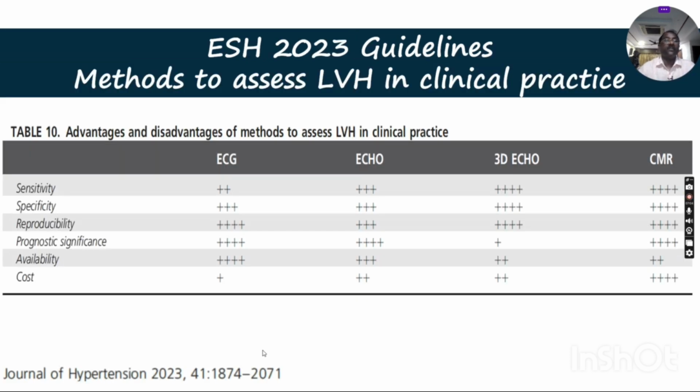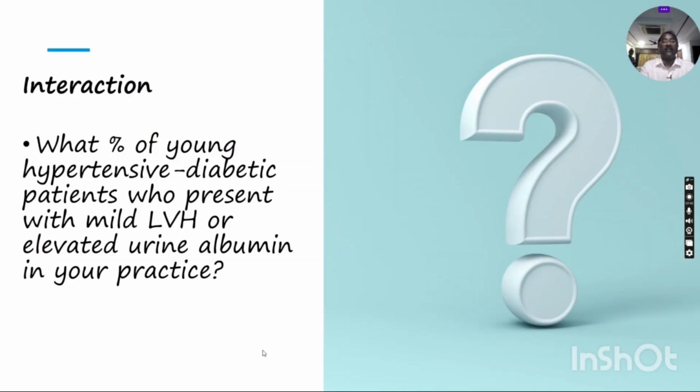So these are the guidelines on how to diagnose LVH. The ECG sensitivity is 2 plus, specificity is 3 plus, whereas the echo is more. Reproducibility: both are reproducible, but more so the ECG because it is available. Prognostic significance is also good. Availability: echo and ECG are available everywhere. Cost: echo costs a little higher when compared to the ECG. But definitely, even when the ECG shows normal, the echo picks up early LVH. So both the ECG and the echo are very useful to diagnose LVH and also to assess the amount of LVH, left ventricular mass, etc.